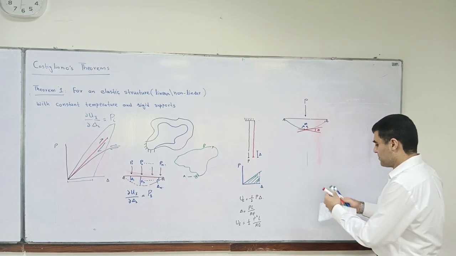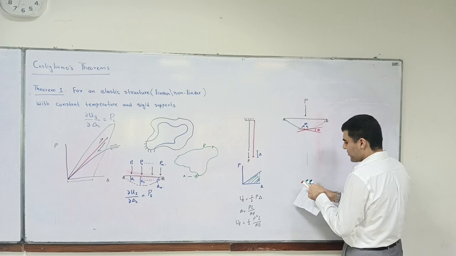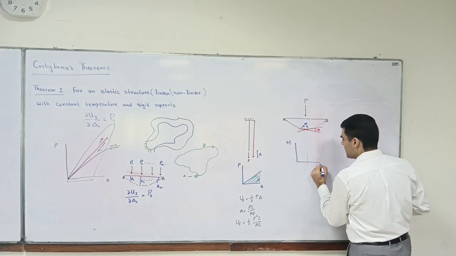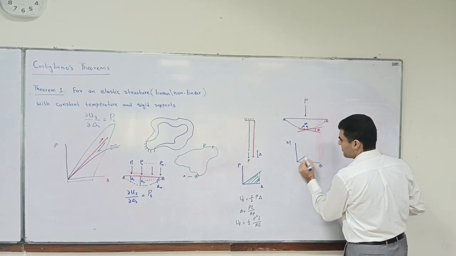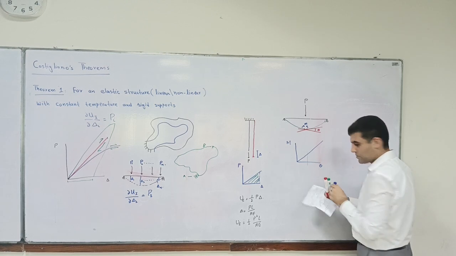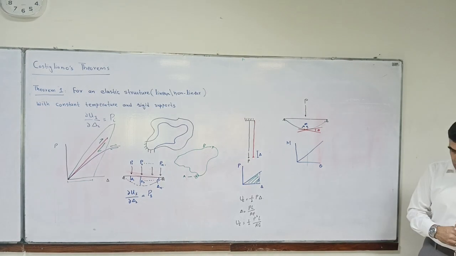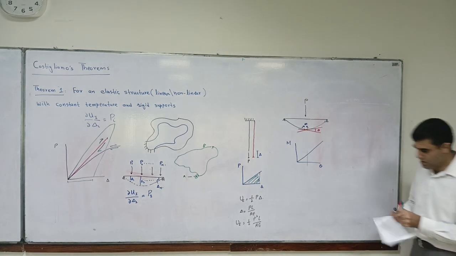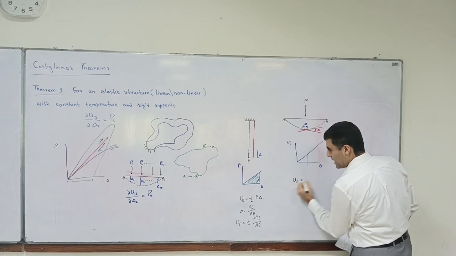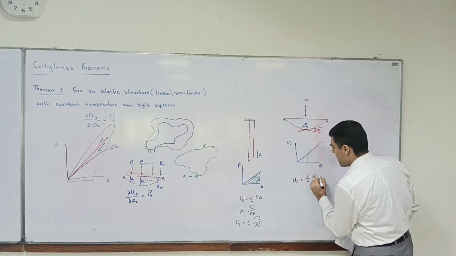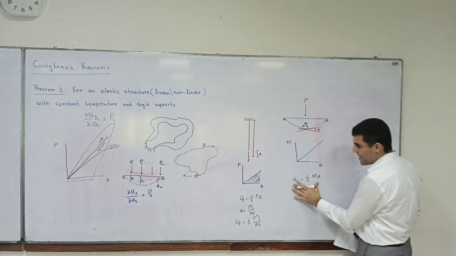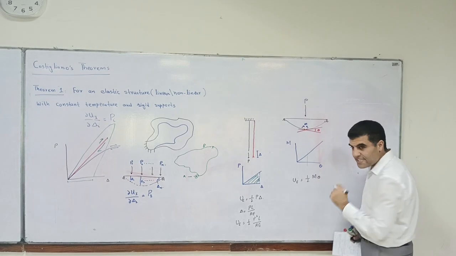So we can write, analogous to this one, M and theta, and that is also a straight line. So U internal is equal to half M theta. Agreed? Yes, sir. And now, what is our theta?